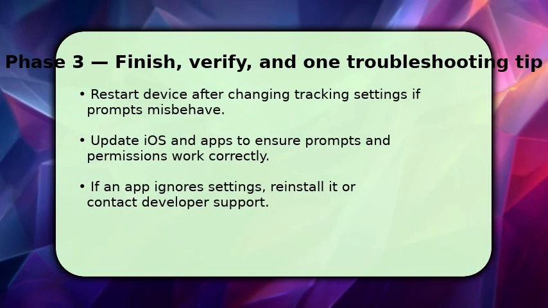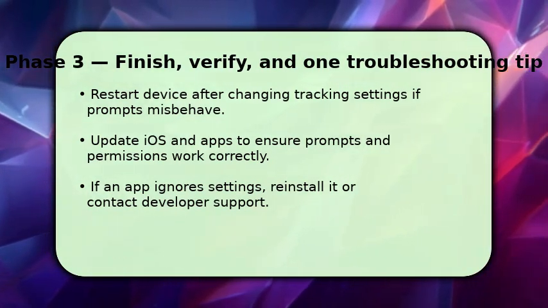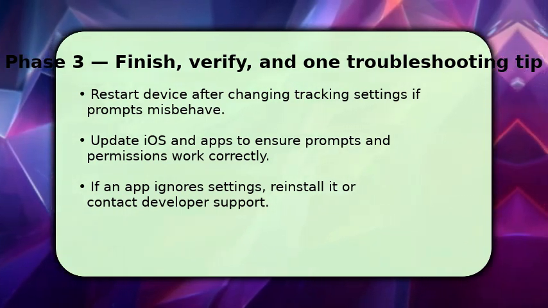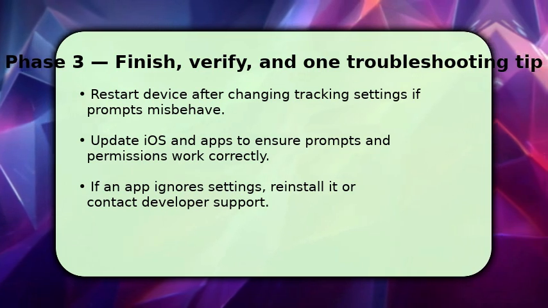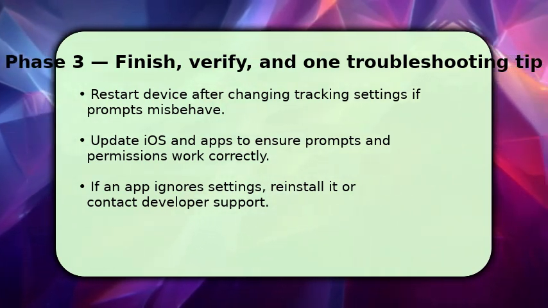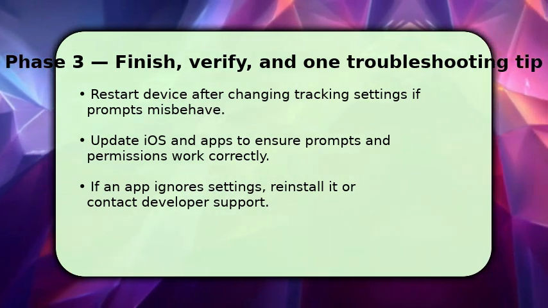To finish, make sure your device and apps are up to date so the permission system works reliably. If prompts still don't appear or an app ignores your choice, restart the device. That often clears temporary glitches. If problems persist, reinstall the app and then check tracking again. Reinstalling forces the app to request fresh permission.